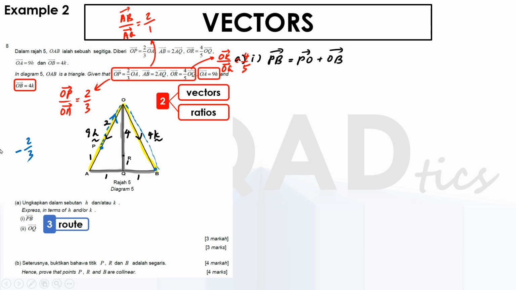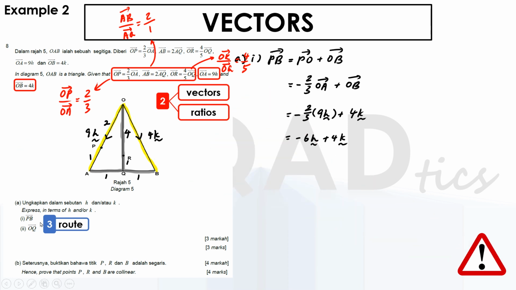Okay? And then we need to apply this ratio to the whole line, which is OA, because we are looking at the original vector for OA, which is 9h. That's why we need to multiply with OA, the original vector. So PO here I will put negative 2 over 3 OA. And for OB, we don't have to do anything because OB is given. Okay, so the next step is to substitute the vectors inside here and then simplify.